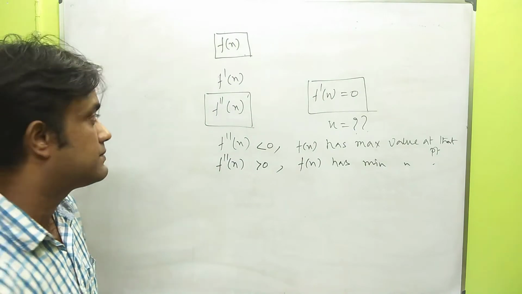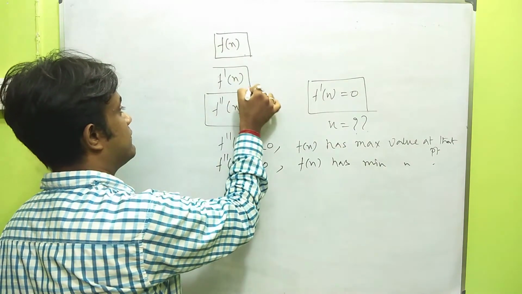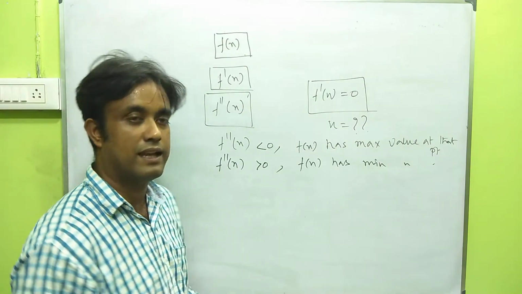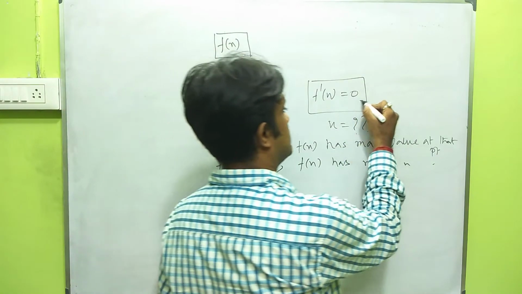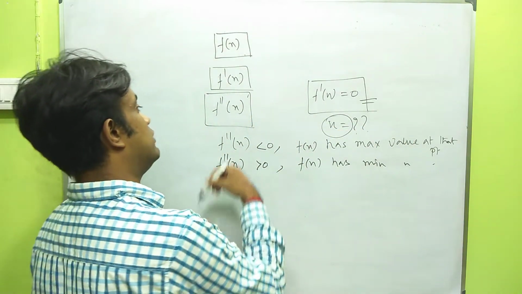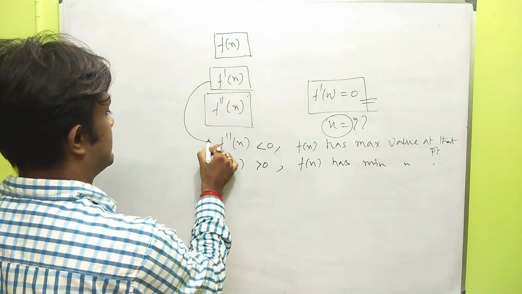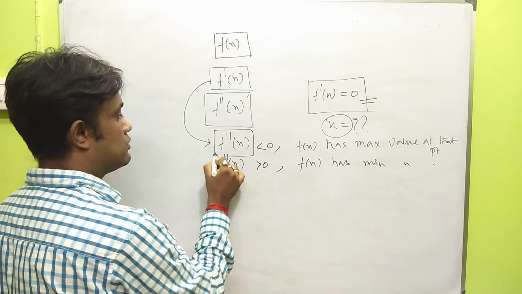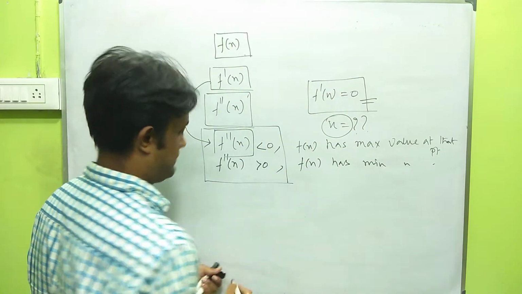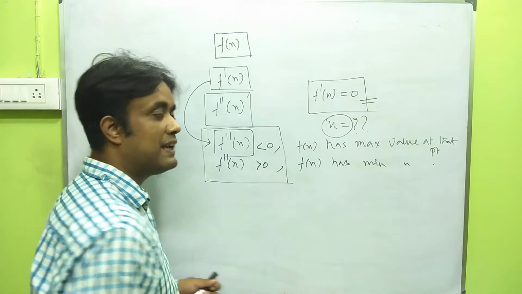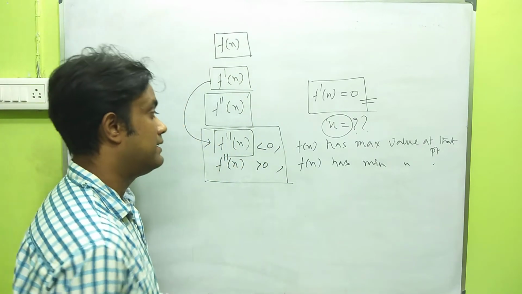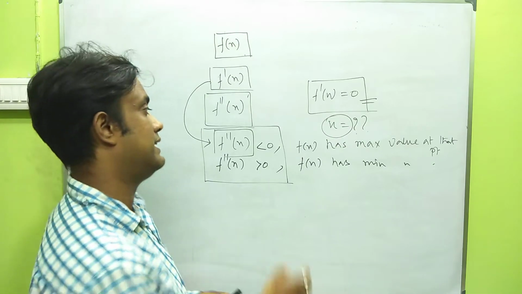So first we find f dash x, then we find the point at which f dash x is equal to 0, and from this condition we get some x. Then we again differentiate this f dash x, and we get f double dash x. So this step is a decision step. That is, this step helps you decide whether the function has a maximum or minimum value at that point.